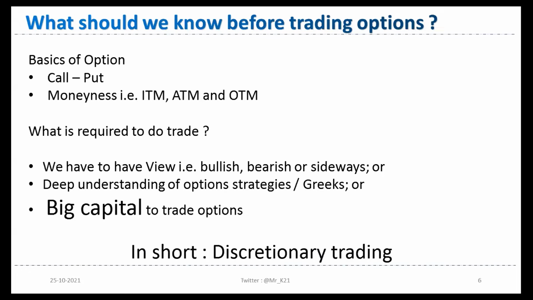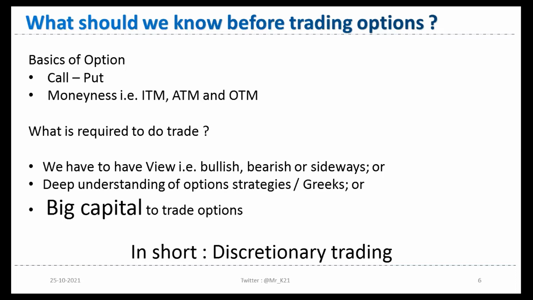In short, if you follow this process, it is called discretionary trading. Today you feel the market will go up, you buy something, or you probably do a bullish spread, or a call butterfly. Tomorrow, if you feel the market is going down, you probably do a bearish spread, then a bearish butterfly, something like that. So in discretionary trading, these are the things required: from big capital to advanced knowledge of options.